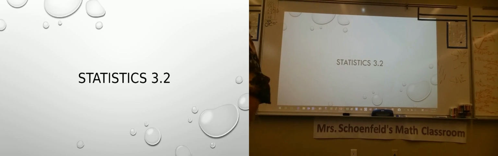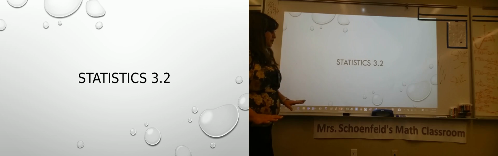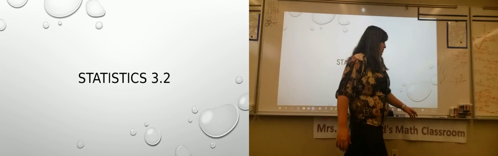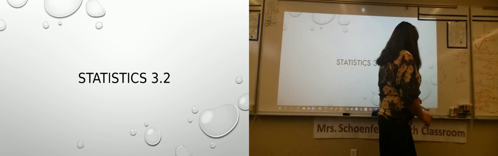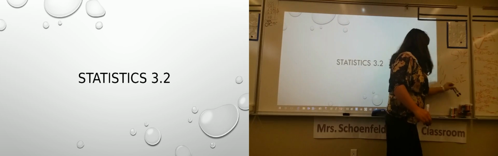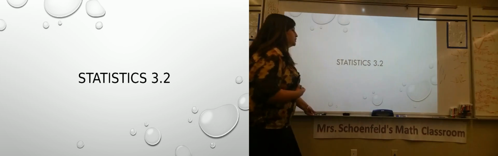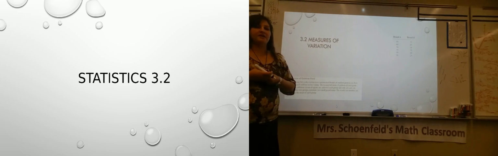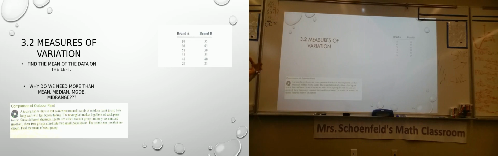Okay, so we're going to start 3-2, which is measures of variation. For 3-1, we talked about measures of position, which is your mean, median, mode, mid-range. Hopefully I'll have markers that work. So measures of variation, let's do this problem to see why we need this.